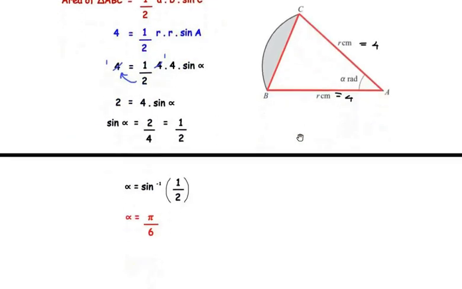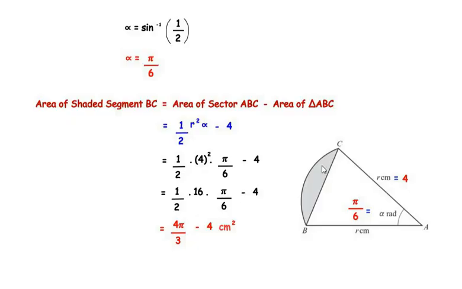So let us write here: area of shaded segment BC is equal to the area of the sector ABC minus the area of the triangle ABC. Now the area of sector formula is 1/2 times radius square times the central angle alpha, minus the area of the triangle, which was given to us as 4. Now we have found out the value of the radius and the central angle alpha. So substituting the respective values, we get 1/2 times radius is 4, so 4 square, times the central angle alpha is pi over 6, minus 4.